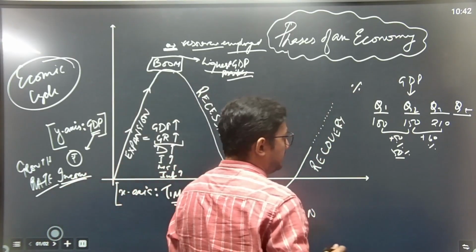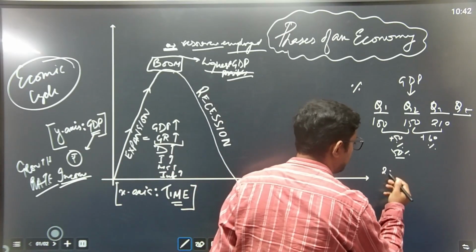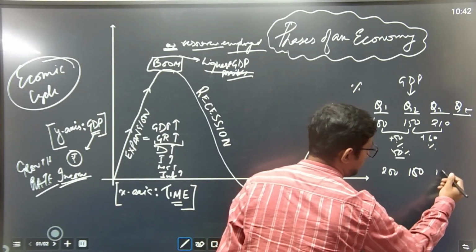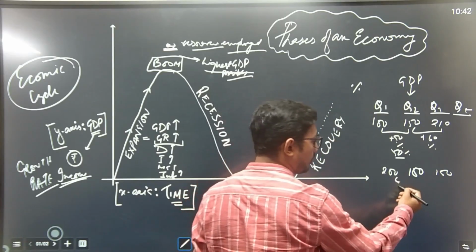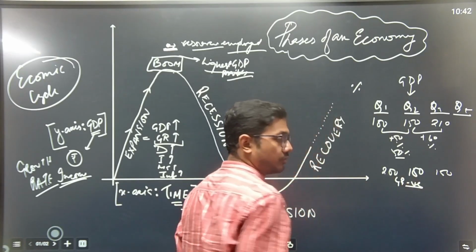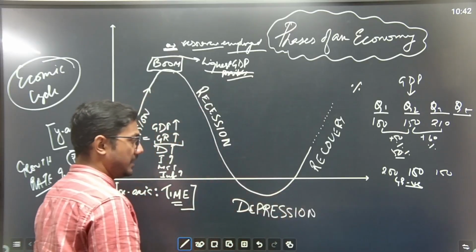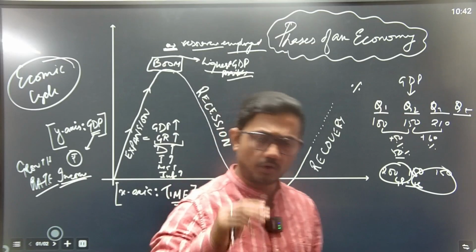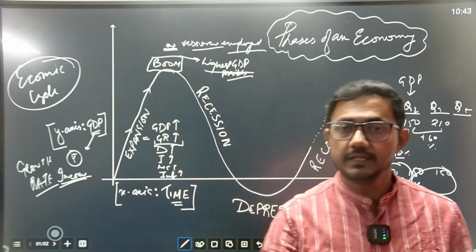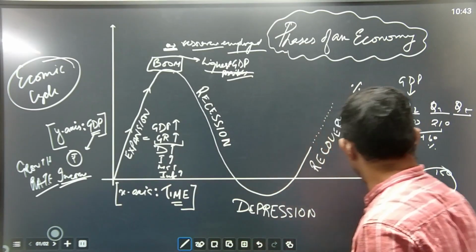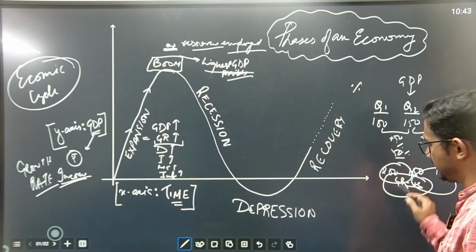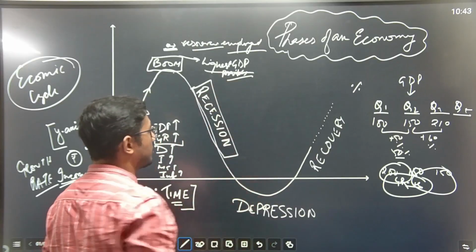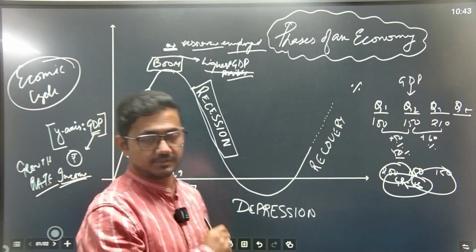Next, when in an economy the GDP starts falling, suppose the GDP was 200, then it falls to 180, then again GDP falls to 150. That means the growth rate is now negative. In any two subsequent quarters, such as quarter one and two, or two and three, or three and four, when you notice a negative growth rate, then that phase of an economy is known as recession.